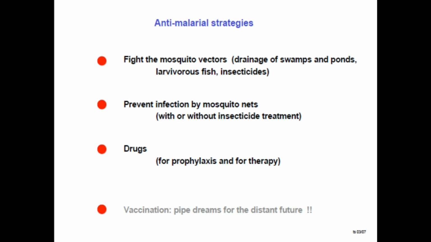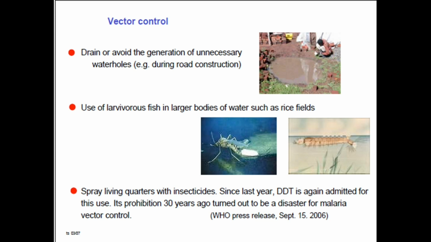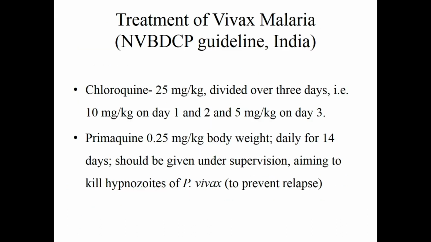Insecticides can be used, mosquito nets can be used, and drugs for prophylaxis and therapy, because vaccination as of now is not available. So for vector control, you can drain unnecessary water holes, use larvivorous fish in rice fields, which can actually ingest the eggs as well as the larvae of the mosquitoes, and spray with insecticides. DDT is still used as an insecticide.